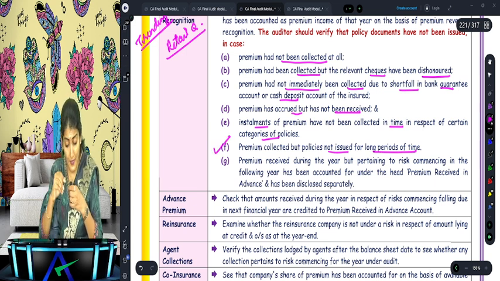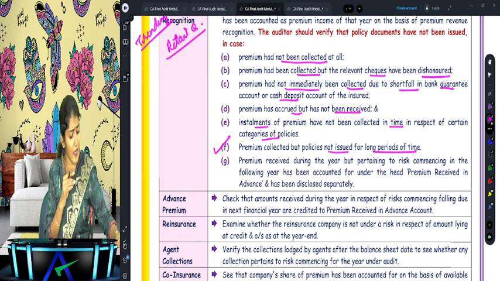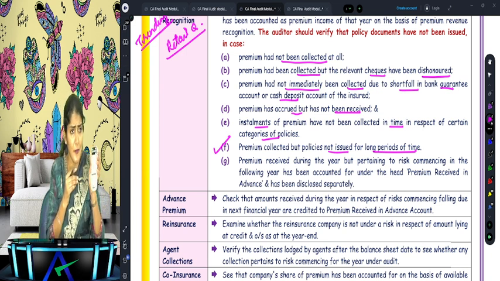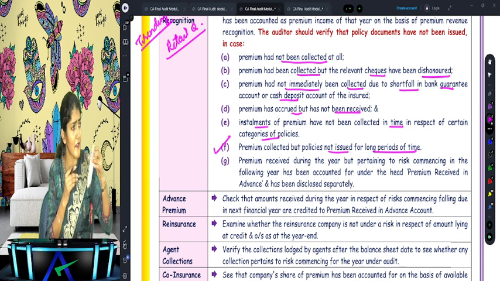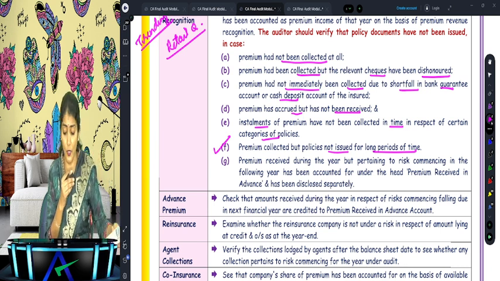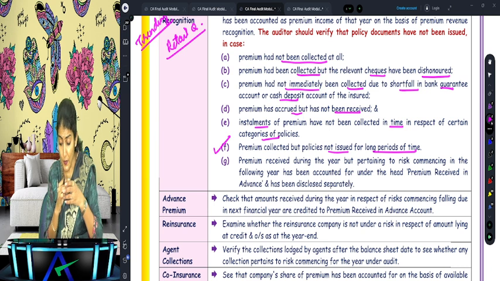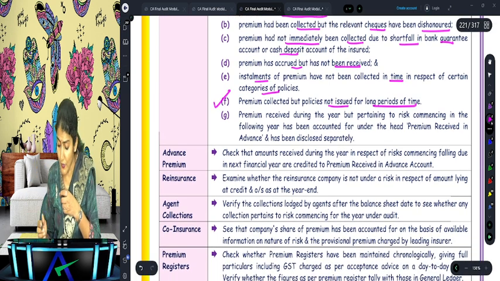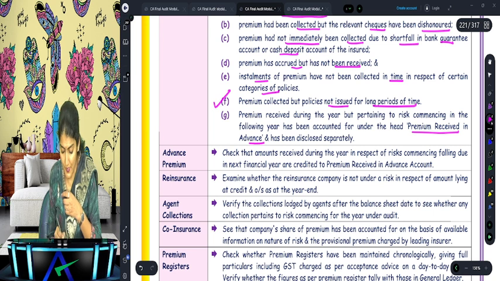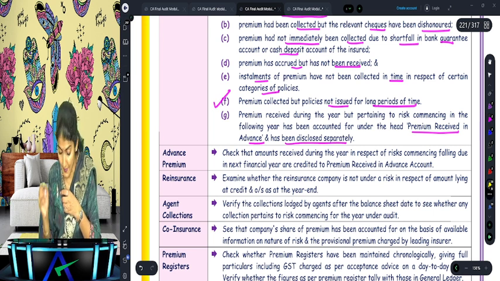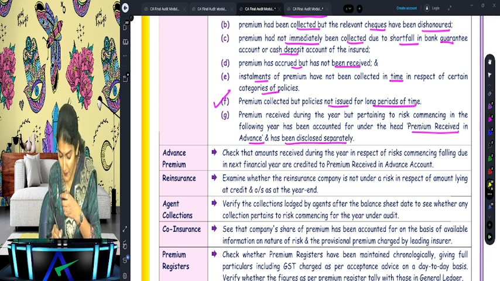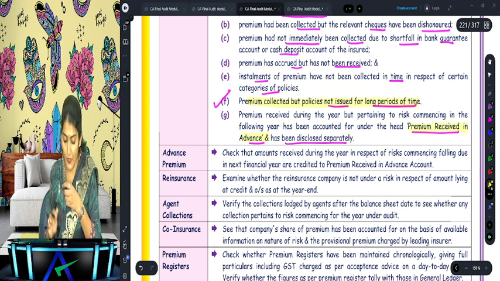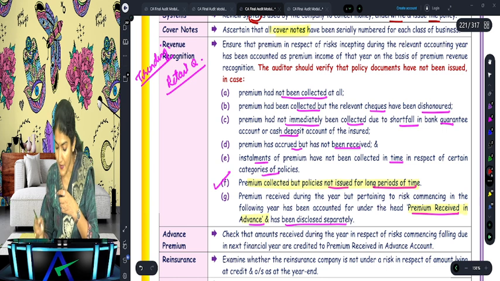Is the premium collected? Yes, but you say for the last 6 months these policy documents have not been issued. So you need to think, there might be some reason why these policy documents have not been released. And premium received during the year but pertaining to risk commencing in the following year has been accounted for under the head of premium received in advance and has been disclosed separately. So, two separate points: premium collected but policy not issued, and also premium received in advance.